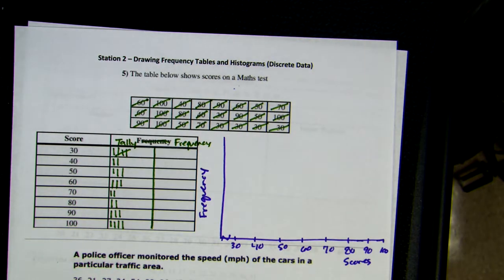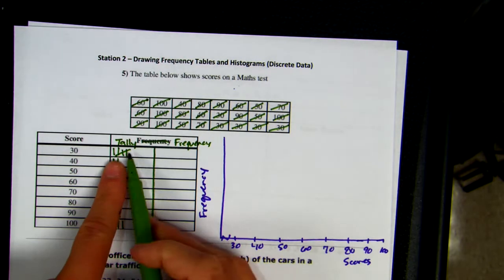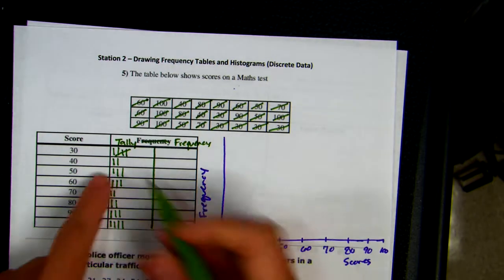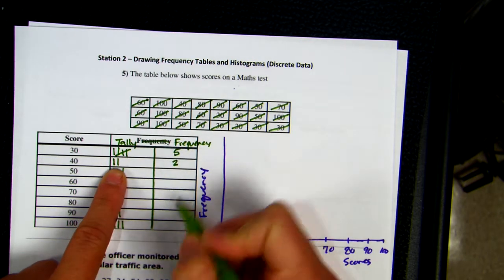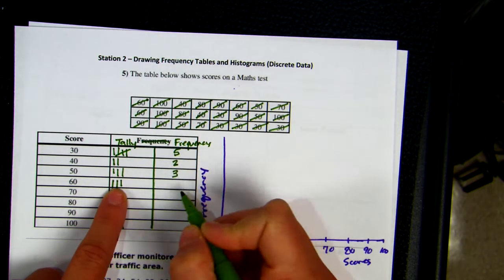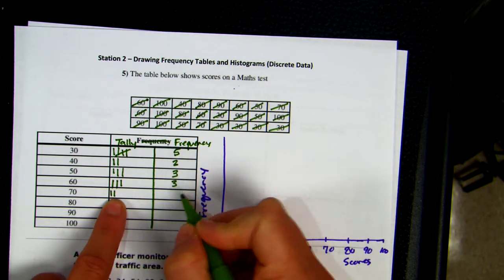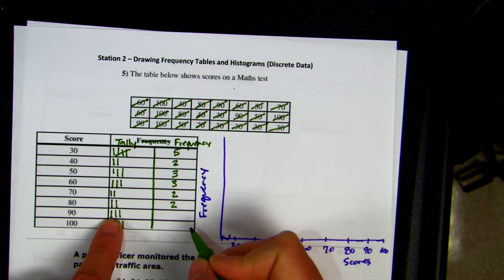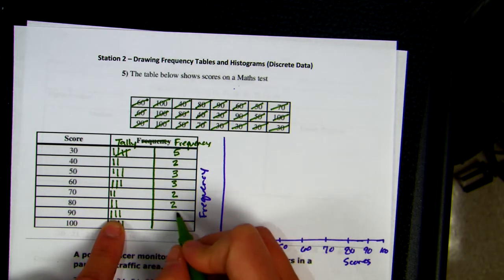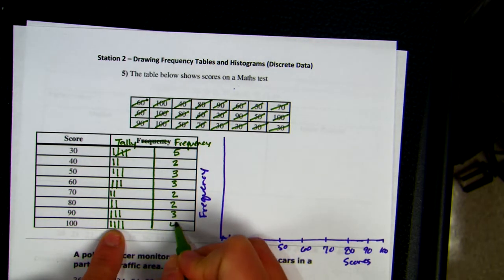Okay, so once I've made my tallies, I go through and I just write my tallies as numbers. So I have 5 30s, 2 40s, 3 50s, 3 60s, 2 70s, 2 80s, 3 90s, and 4 100s.